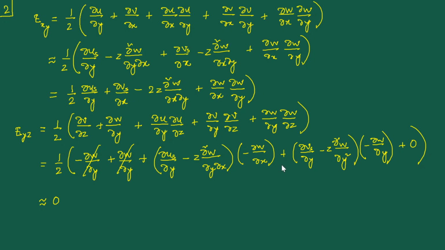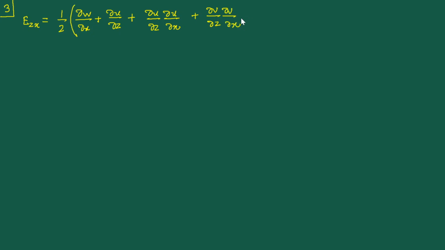Okay. Now next, we consider the EZX. So we are going to proceed in exactly the same fashion. For EZX, we have half of del W del X plus del U del Z del U del X plus del V del Z del V del X plus del W del Z del W del X.